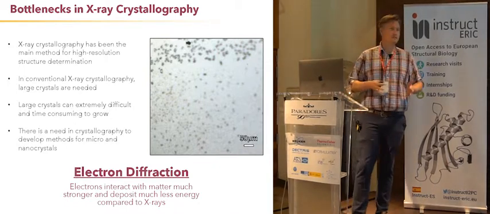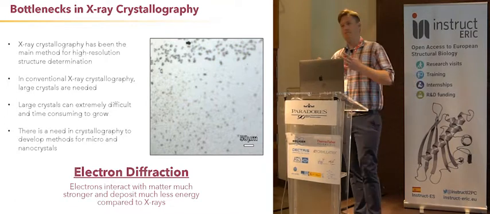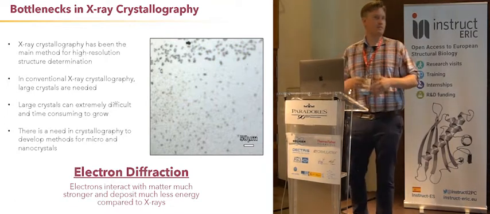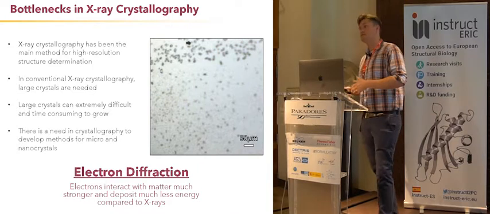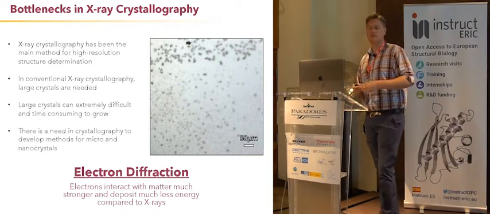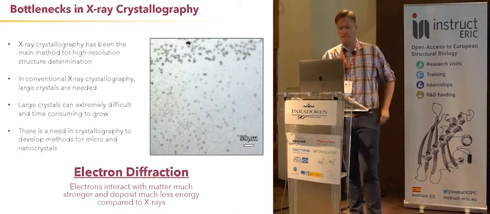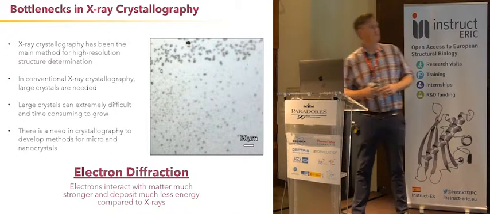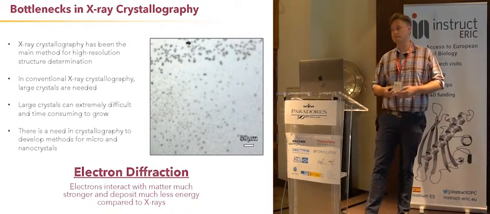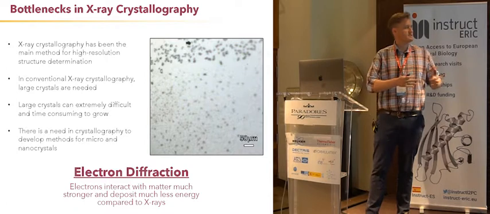Of course, synchrotrons are getting bigger, better. They're being able to shoot smaller things. You've got the free electron lasers, which are also probing these small crystals. But we took a different approach and said, well, instead of X-rays, can we use electrons? So we're going to use electron diffraction to look at these small crystals.